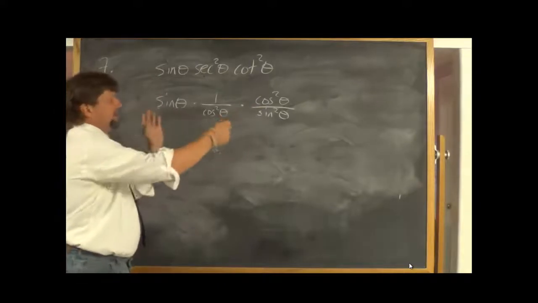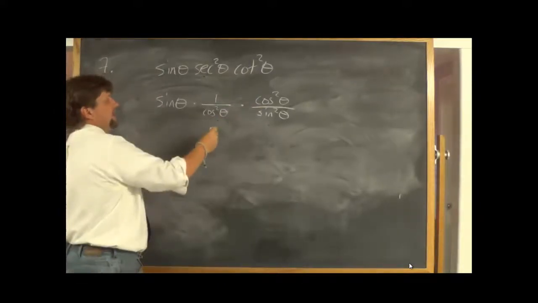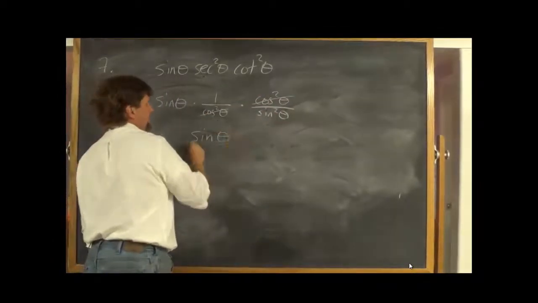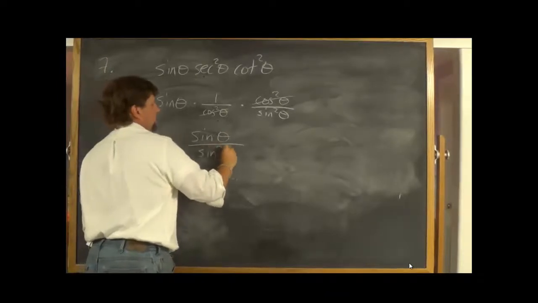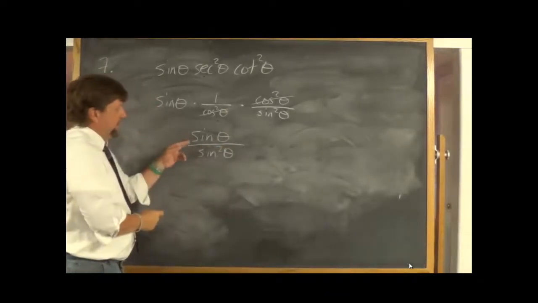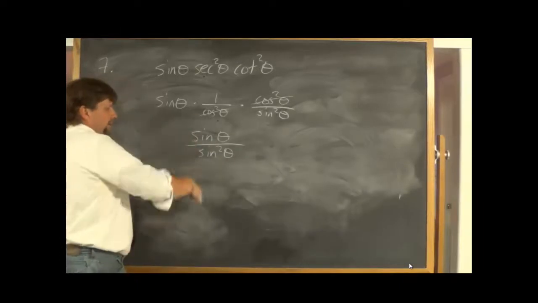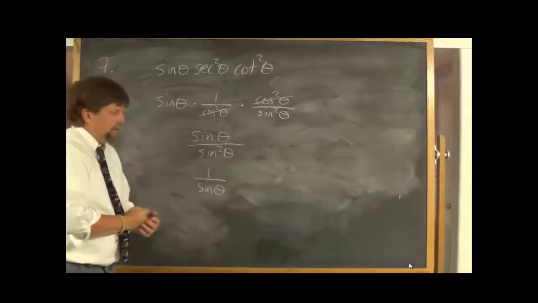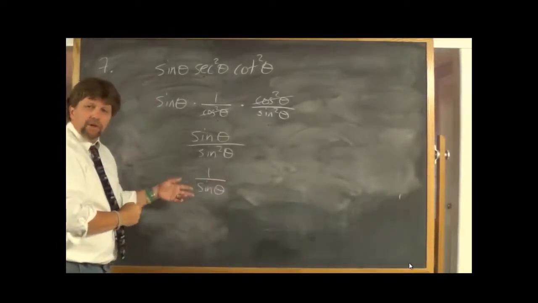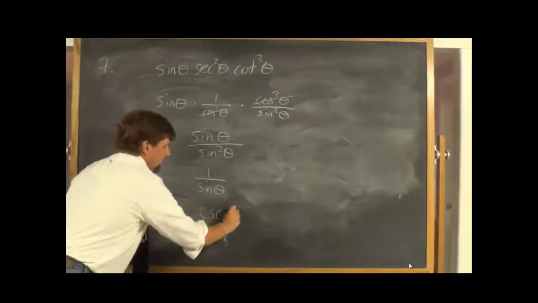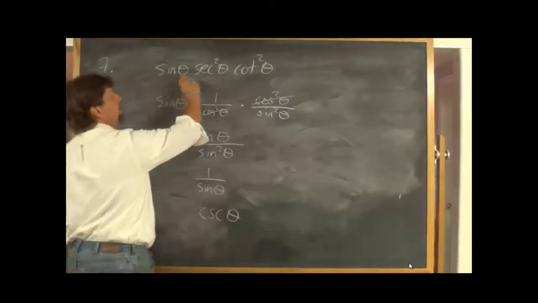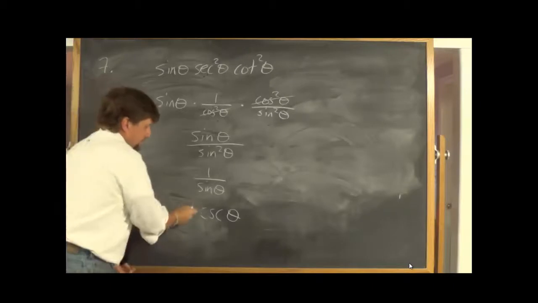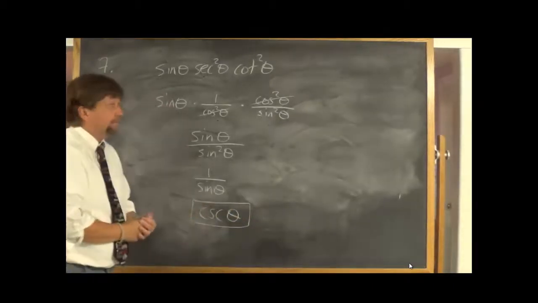Now if I were to multiply these 3 fractions together, hopefully right now you would see the cosine squareds cancel out, and we're left with a sine theta over a sine squared theta. Well, if you have a sine over a sine squared, that would reduce down to 1 over sine theta. And 1 over sine theta, well, the reciprocal of sine is cosecant theta. So the trig function that it reduces down to is cosecant theta.